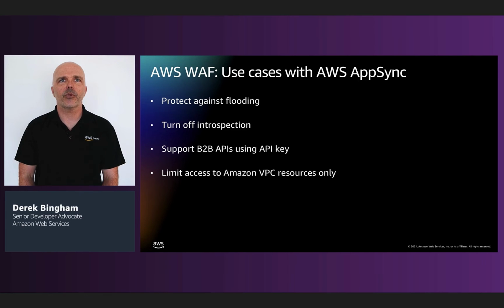Some of the use cases where WAF could be used with AWS AppSync, which we'll go into more detail on in this section: You can protect your API against flooding and from being overwhelmed. You can turn off introspection in situations where you actually don't need that functionality. And if you're supporting B2B APIs using API keys, you can make sure that your different partners or third-party providers that have those keys do not also overwhelm your API. And finally, you can also limit access to Amazon VPC resources. So let's dive into more detail on each of these scenarios.